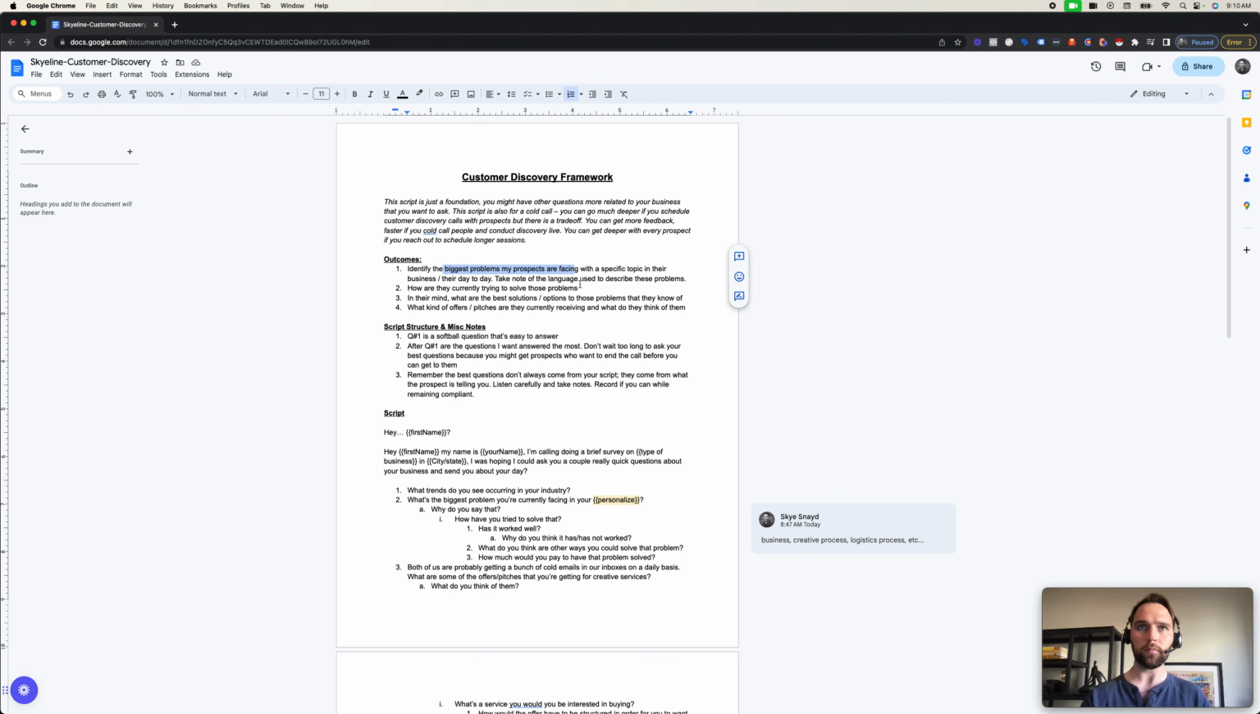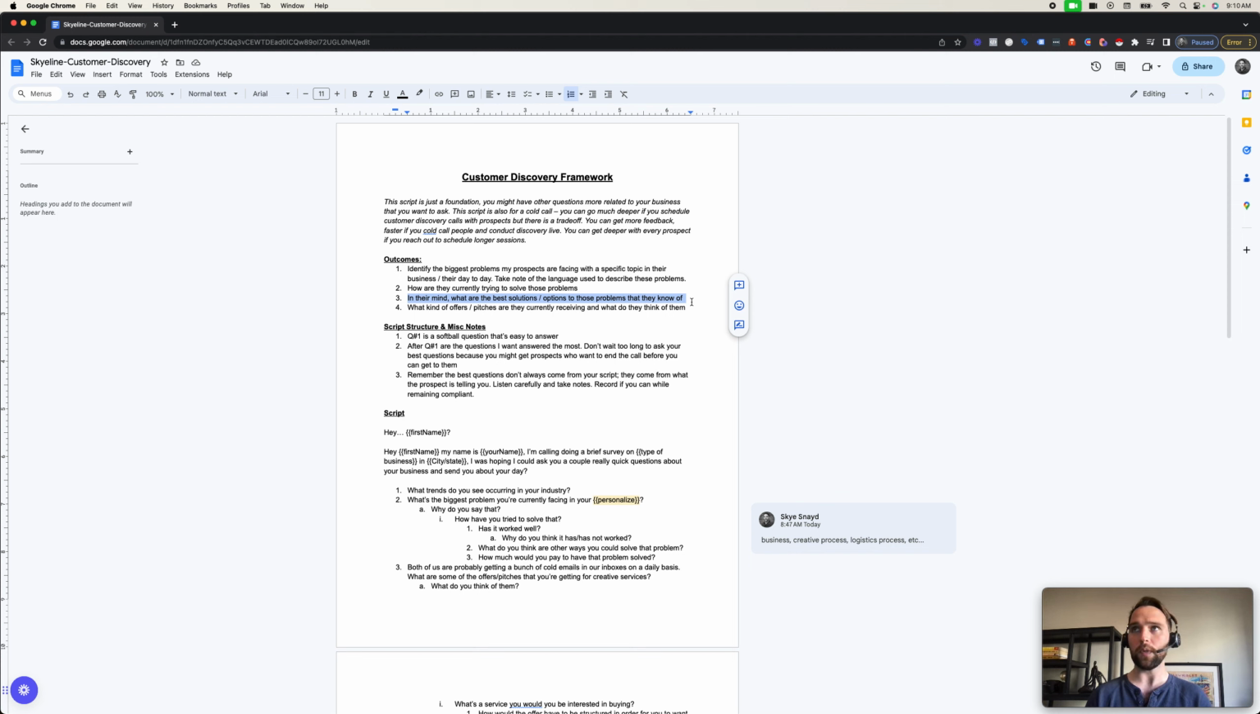I want to understand how they're currently trying to solve those problems in their mind, what the best solutions or options to solve those problems are that they know of, and then what kind of offers or pitches they're currently receiving, not even just in general to solve those problems, but what are they most frequently being pitched and what do they think of those pitches.